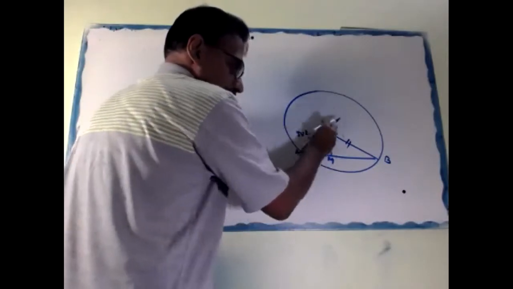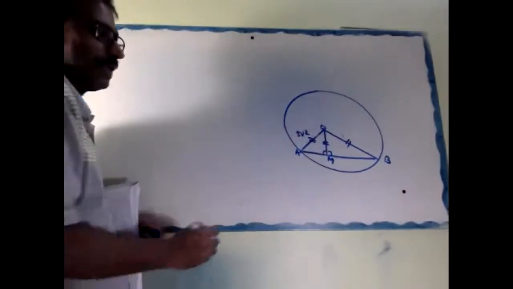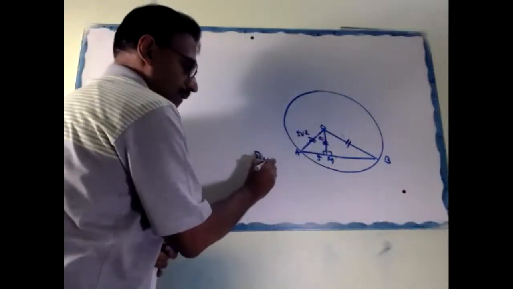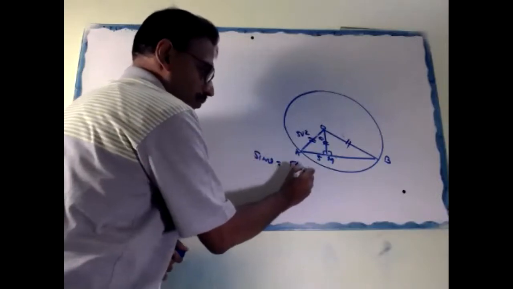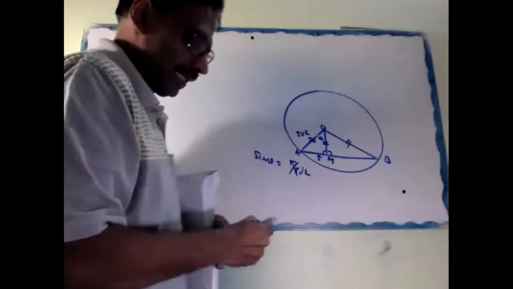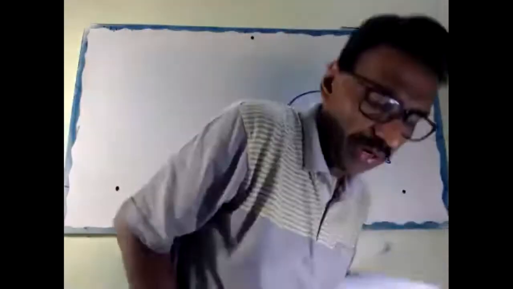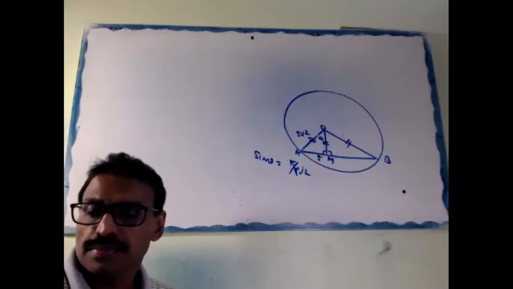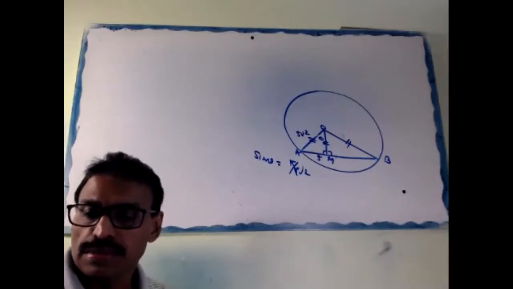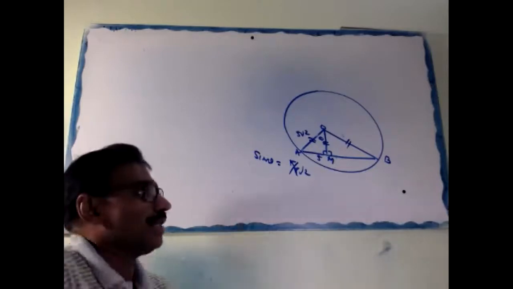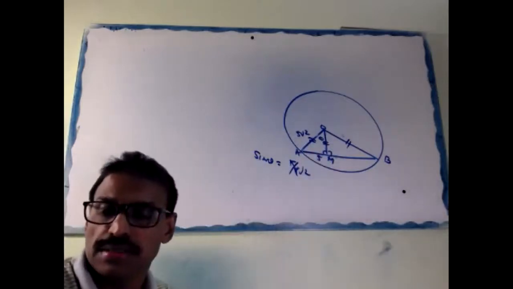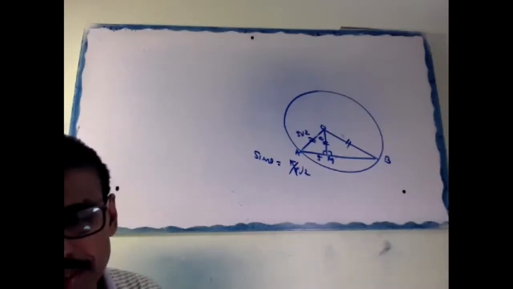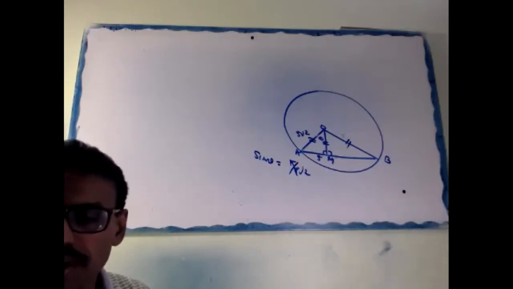AM equal to MB, so it is 5. This angle is theta. So we can write sin theta equal to 5 by 5 root 2. So sin theta is 1 by root 2. Theta how much? 45 degree. So here 45, here 45. This way also you can apply it, but the easier way is the previous one.